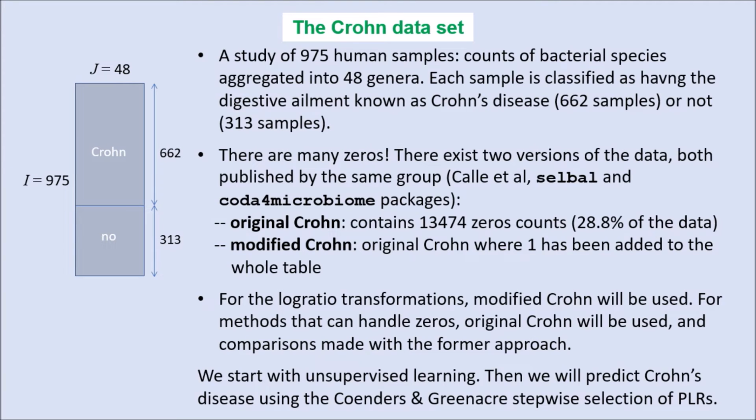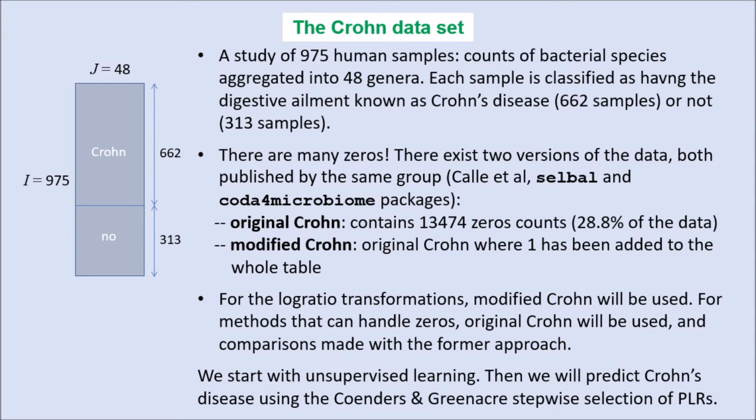The final example concerns a microbiome dataset, 48 genera of bacteria observed on 975 human samples, with a categorical response having Crohn's disease or not. This dataset exists in two versions published by the same authors, with the same dataset named Crohn in two R packages. One is the original dataset with 28.8% of the data equal to 0, and another one which I will call modified Crohn, where 1 has been added to every value in the dataset so that there are no zeros and log ratios can be computed.